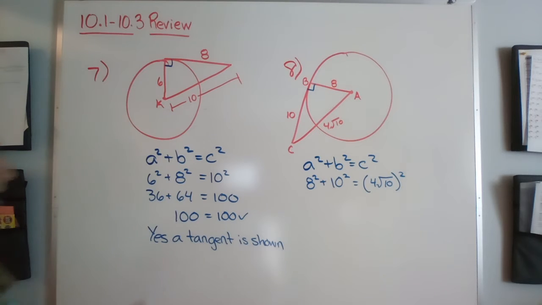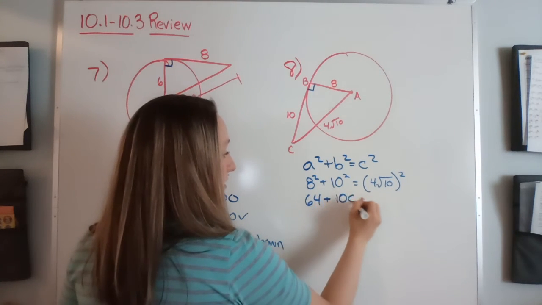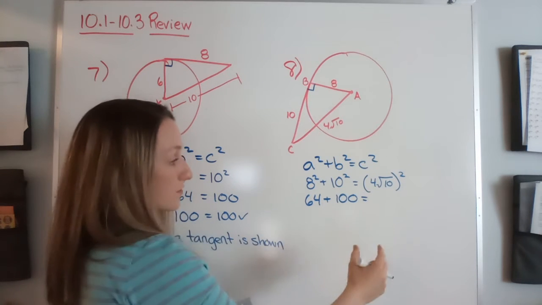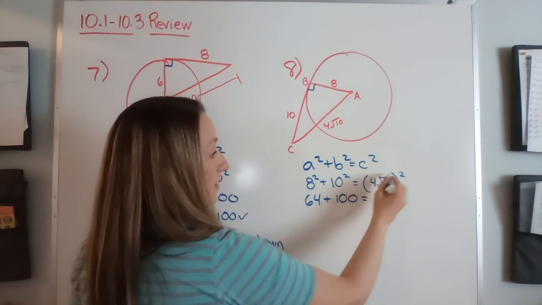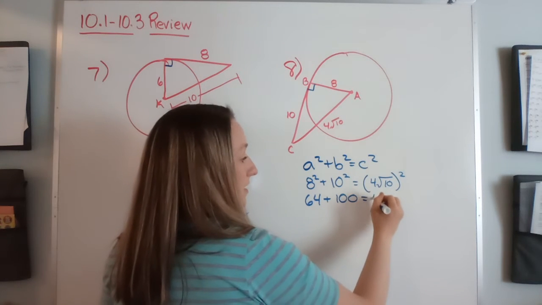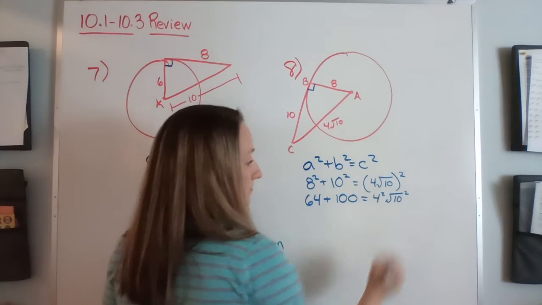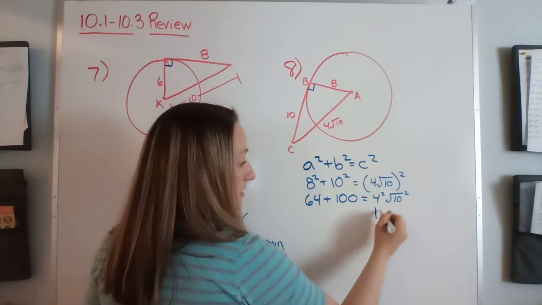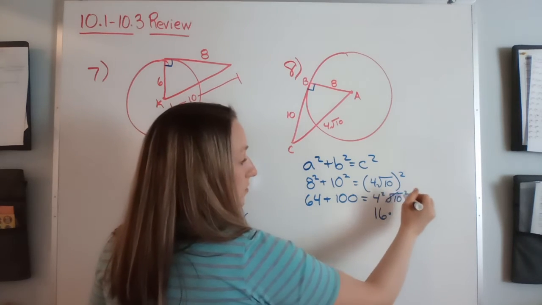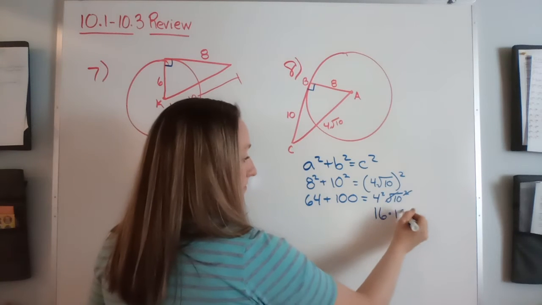All right. So 8 squared is 64. 10 squared is 100. Now be careful here. 4 root 10 squared means you have 4 root 10 times 4 root 10, or you're going to square the 4 and square the root 10. So it's kind of up to you how you want to think of it, but you have to square the 4 and square the root 10. Okay, so 4 squared is 16, and then root 10 squared, well, square and square root undo each other, so you're just left with 10.